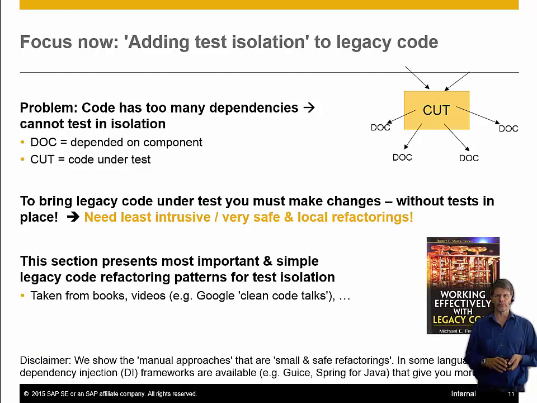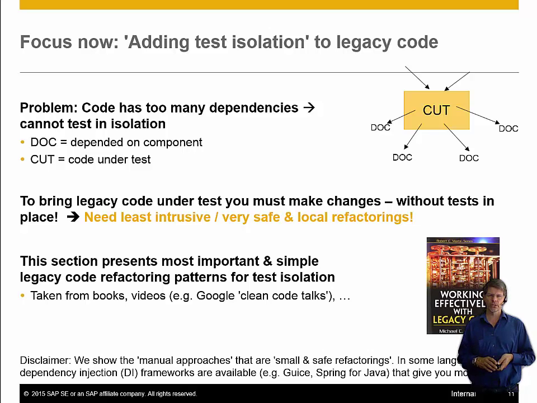So again, the focus here is adding test isolation to legacy code. If you have this yellow box, the code under test up there, and it depends on several dependent-on components, which we call DOCs, it's hard to test the CUT because you have to set up everything that the code depends on to behave just right. It can be many layers down to ensure that whatever happened in the code under test is right, if it called the right methods and everything. So this is really the problem.